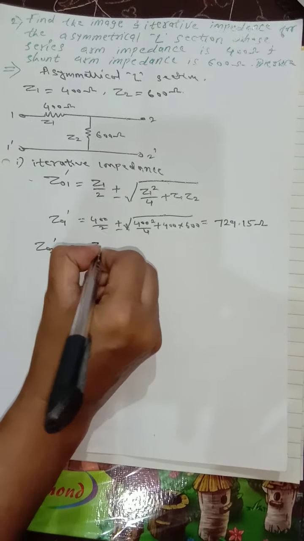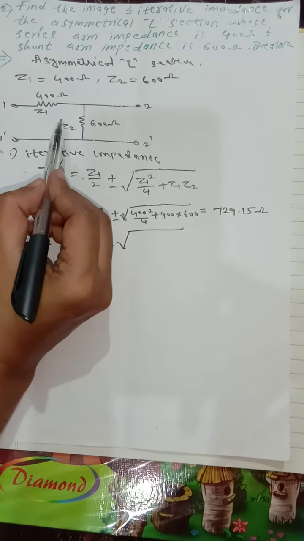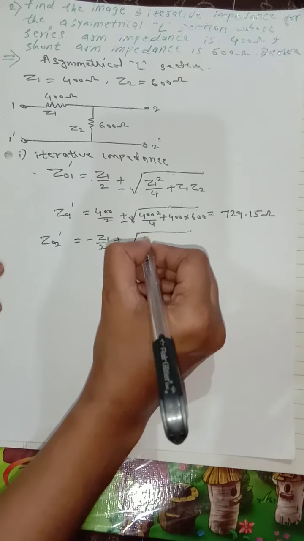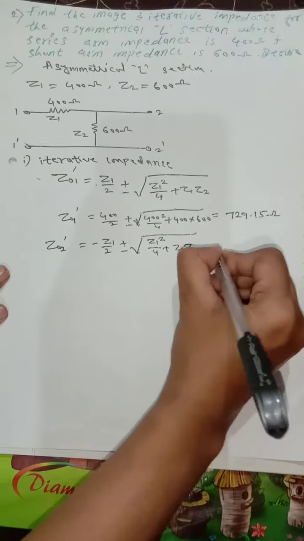Just a simple minor change, that is nothing but Z1 by 2 plus or minus the same formula, but see here this is the positive and this one is the negative. If you are looking from here it will be positive, if you are looking from this side that will be the negative. So Z1 square divided by 4 plus Z1 Z2, only the change is that minus. 400 divided by 2 plus or minus root of 400 whole square divided by 4 plus 400 into 600. So you will get this term as 329.15 ohm if you do it with the calci. So these two parameters you can calculate, that is nothing but the iterative impedance.